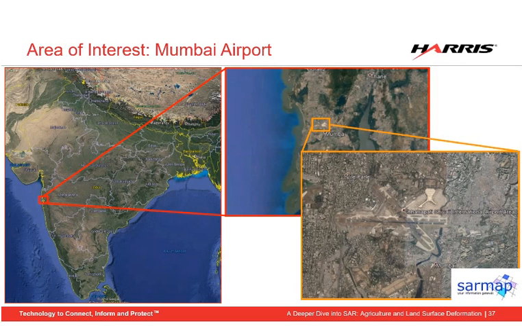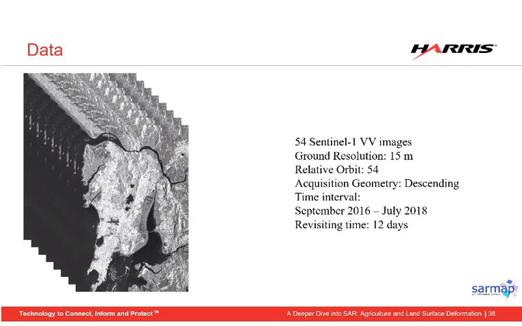Our area of interest for the SBAS processing is the Mumbai airport in Mumbai, India. This study was done by SARmap and was finished in August of 2018. For this study, 54 Sentinel-1 scenes were used with a descending geometry, as this is the only one available over this region. The time period was set for September 2016 to July 2018. The revisiting period of the satellite over this region is every 12 days. VV polarization is used as you only want to use co-polarized data when creating interferograms.